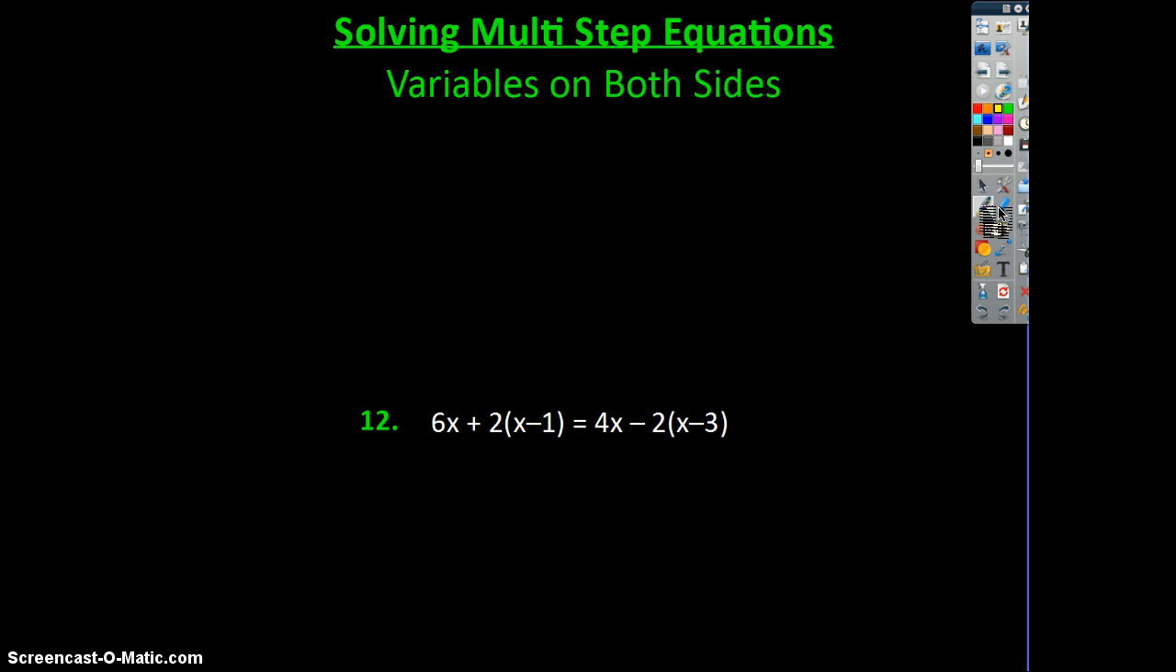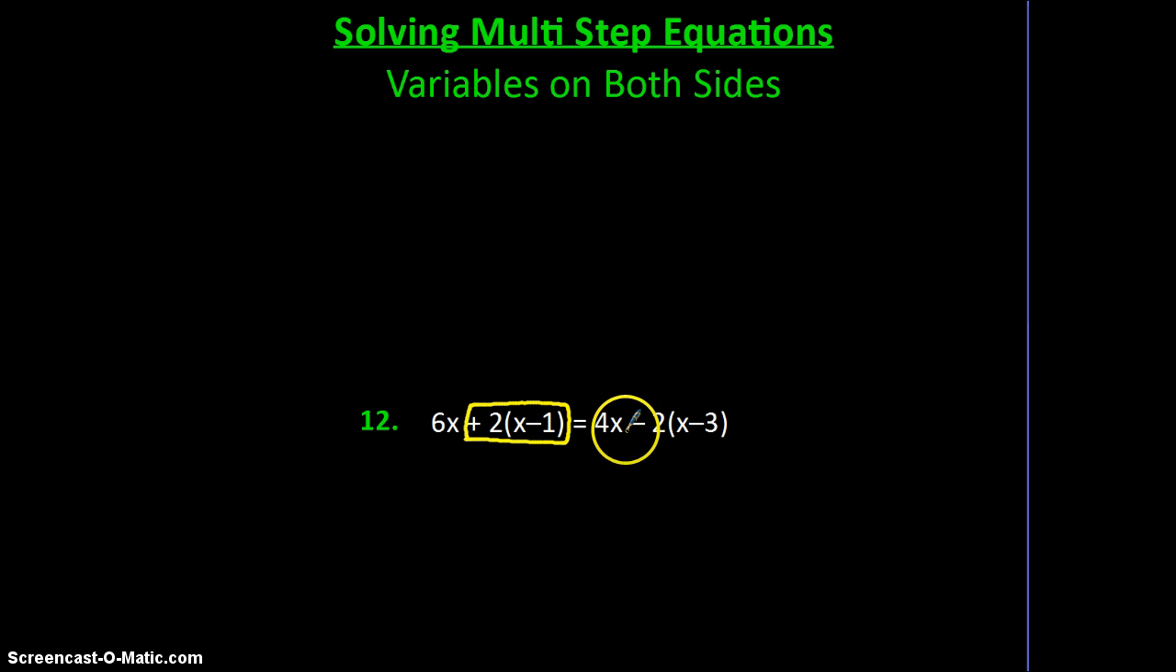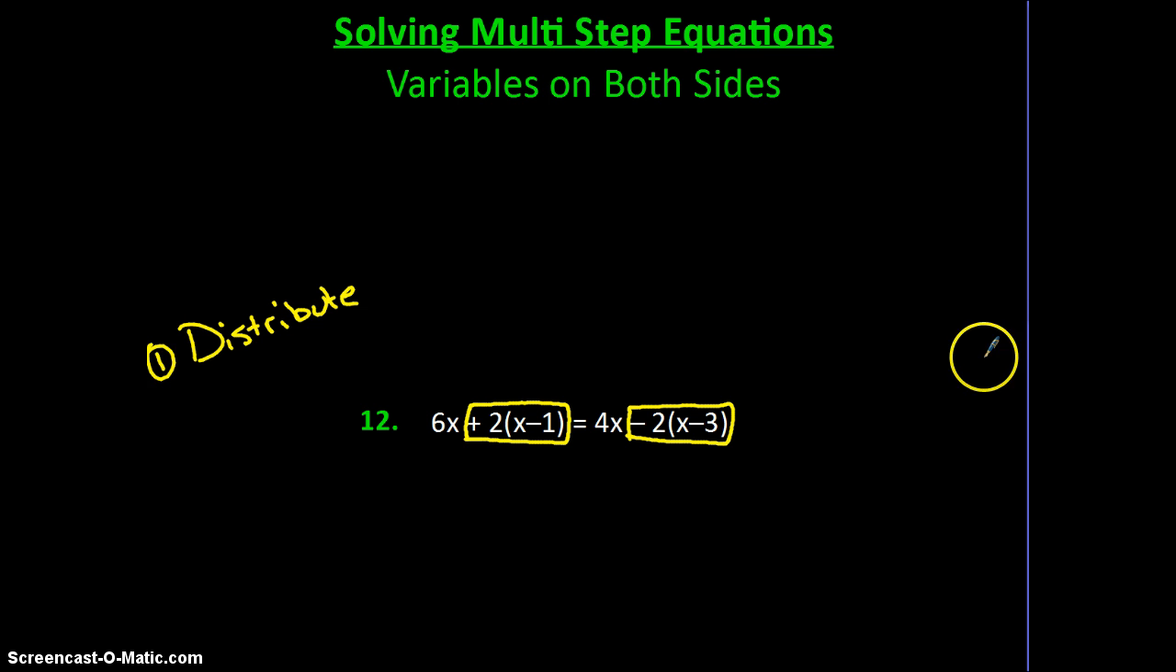Number 12. When you're solving this one, there are several things we have to do first. What I notice is you actually have 2 distributive property problems to solve in this case. One where we're distributing a positive 2, the other one we're distributing a negative 2. So this is the first thing we're going to look for. Again, if we can distribute, do it first. Okay? If you can distribute.